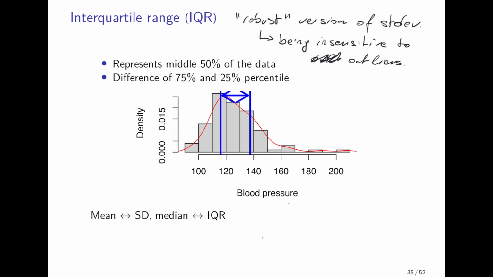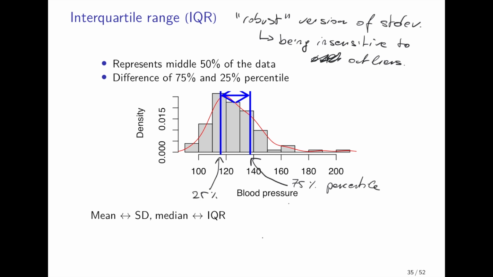So now, what is the interquartile range? It is the middle 50% of your data. So in other words, it is the difference between the 75th and the 25th percentile. To make that a bit more concrete, we have here on the figure, again, the histogram of the blood pressures that we already saw a few slides ago. And the blue lines are the 25th and the 75th percentile, respectively. So this one right here is the 25th percentile, and the other line is the 75th percentile.